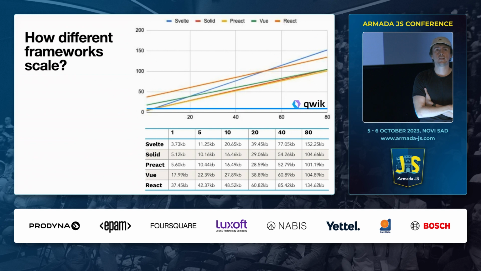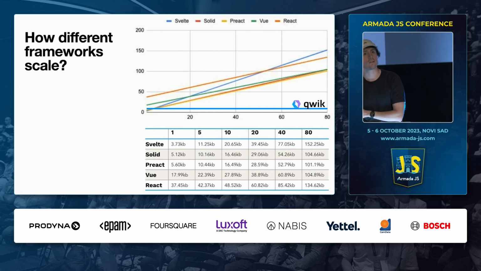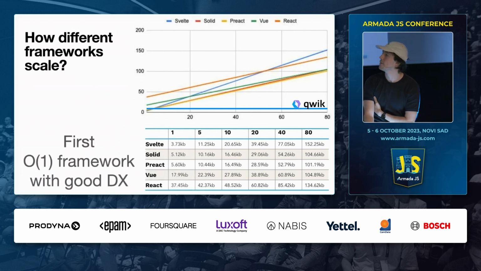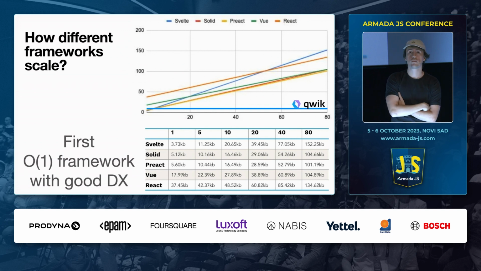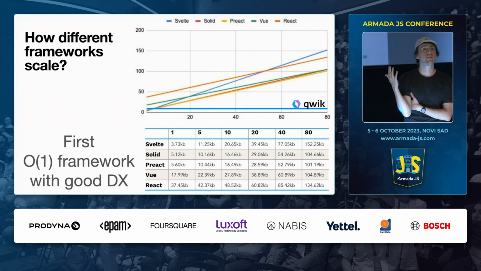Qwik is the only one that has a 0-1 scalability. It's a flat scalability. So it doesn't really matter if you have 80 or 1 or 5 or 500. It will still be flat. See? Yeah, there we go. It's the first 0-1 framework with good DX.